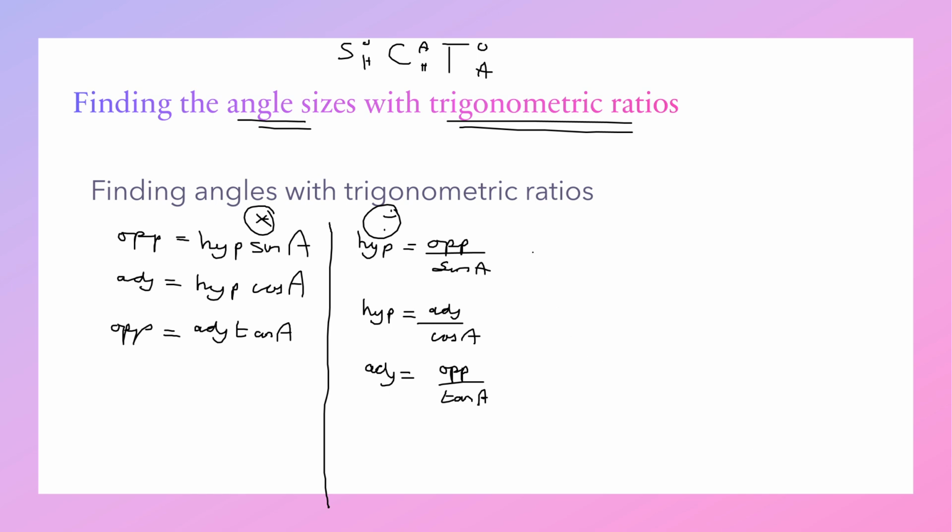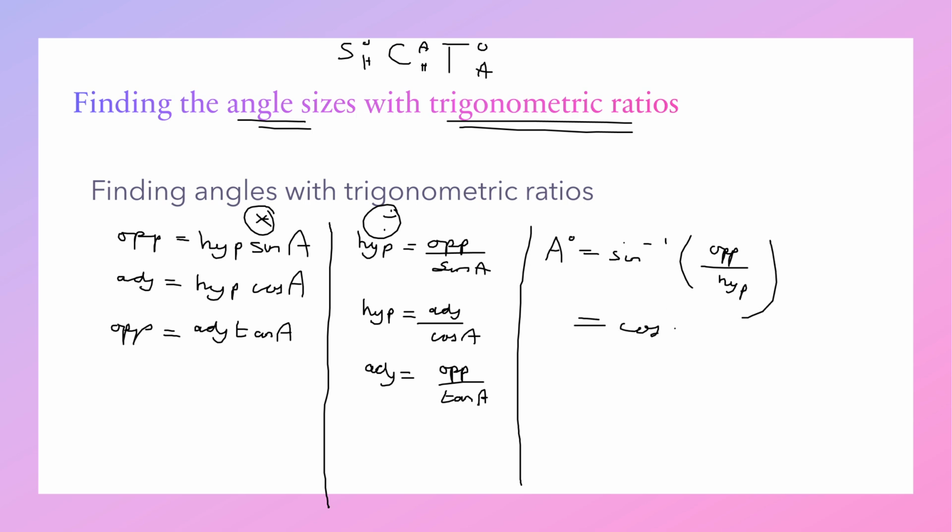So angle equals sine inverse opposite over hypotenuse. Angle equals cos inverse adjacent over hypotenuse. And angle equals tan inverse opposite over adjacent.